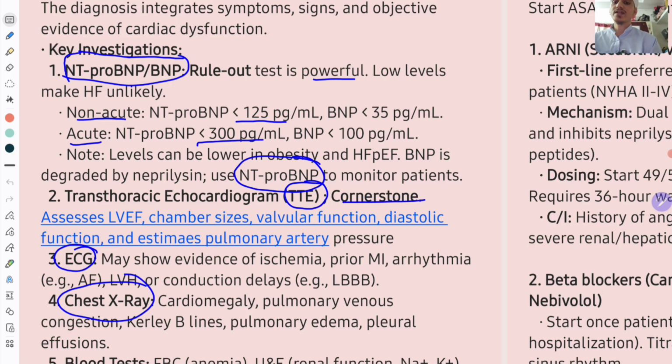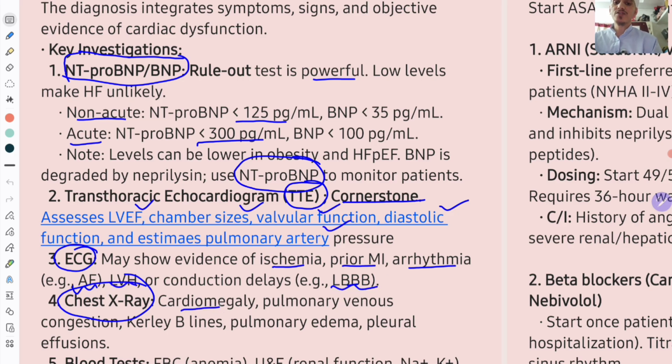So you can detect LV ejection fraction, chamber sizes, any valvular dysfunction, diastolic dysfunction, pulmonary artery pressure. Okay. ECG you can do bedside. You can see ischemia, prior MIs, Q waves, arrhythmia. Most commonly atrial fibrillation, left ventricular hypertrophy, left bundle branch block. All this you can see.